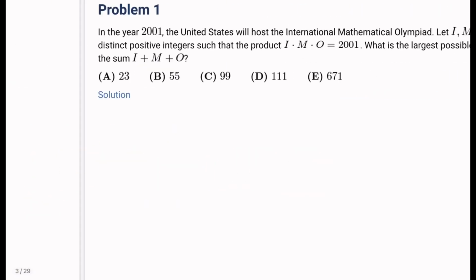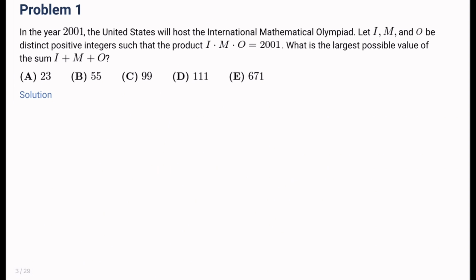So let's get started. First problem: in the year 2001, the US will host the IMO. Let I, M, and O be distinct positive integers such that the product I times M times O equals 2001. What is the largest possible value of the sum I plus M plus O?